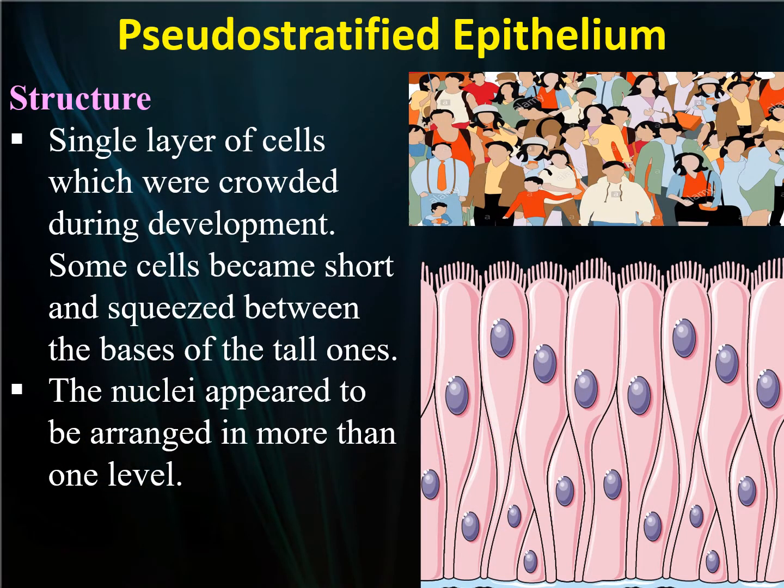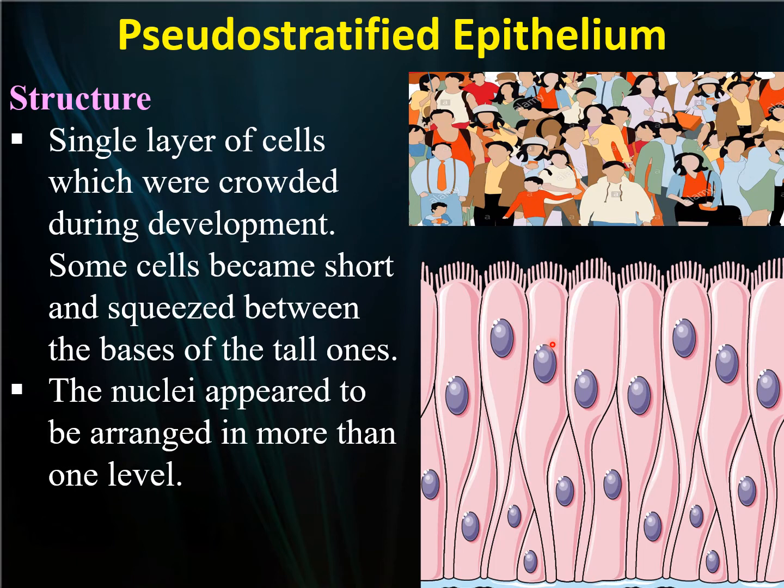The fourth type is the pseudostratified epithelium. Pseudo means not true; stratified means it has many layers. So this epithelium appears to have many layers, but it is formed of one layer. So we call it pseudo, not true, pseudostratified epithelium. What is the structure of the pseudostratified epithelium? It is formed of one layer of cells, one layer only, not many layers to say it is a true stratified. It is pseudostratified.